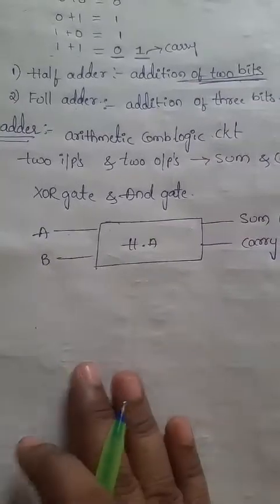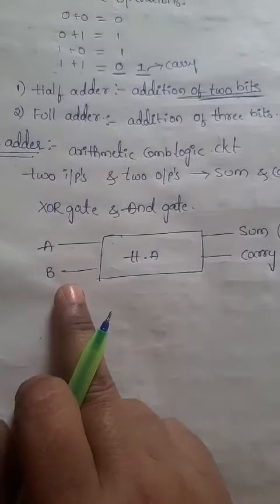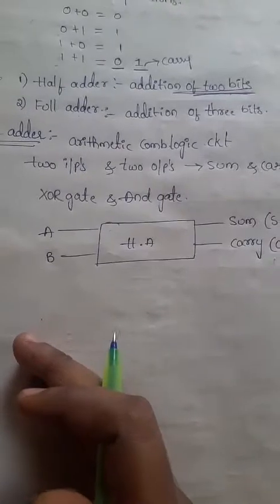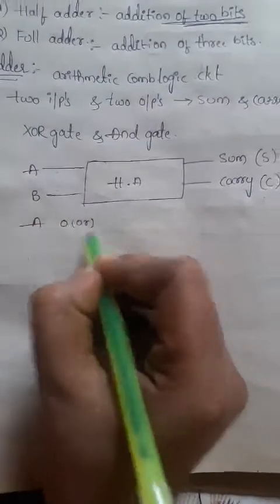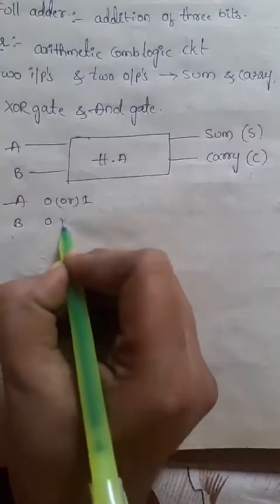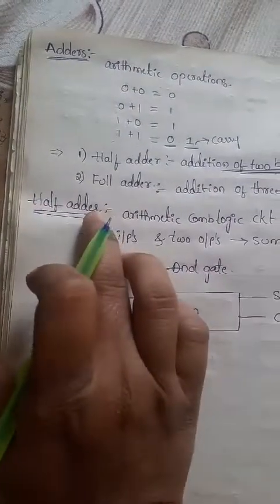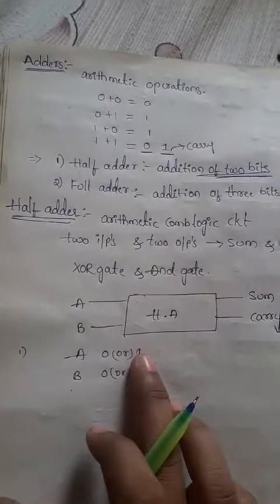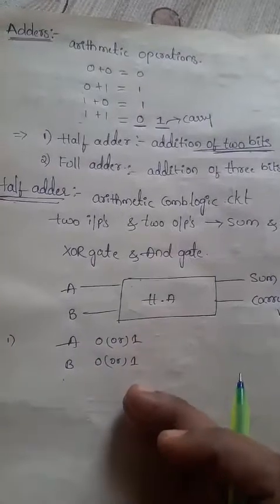For example, if you take A and B as 2 numbers, how do we represent single bit numbers? For a single digit, A consists of either 0 or 1, and B likewise consists of either 0 or 1. So this is the single bit number. The main aim of the half adder is adding two single bits, where A may be either 0 or 1, and B either 0 or 1.